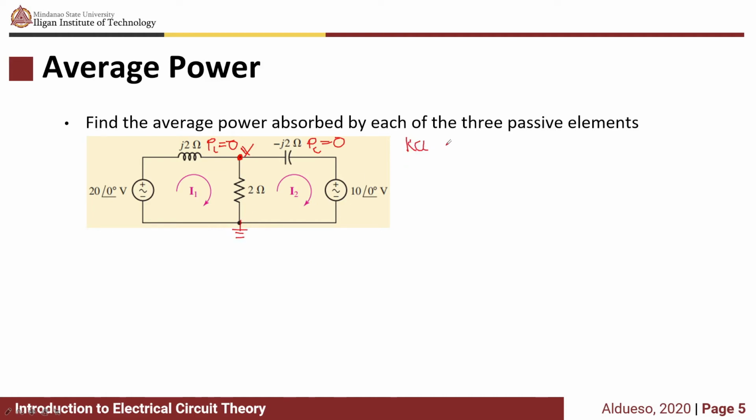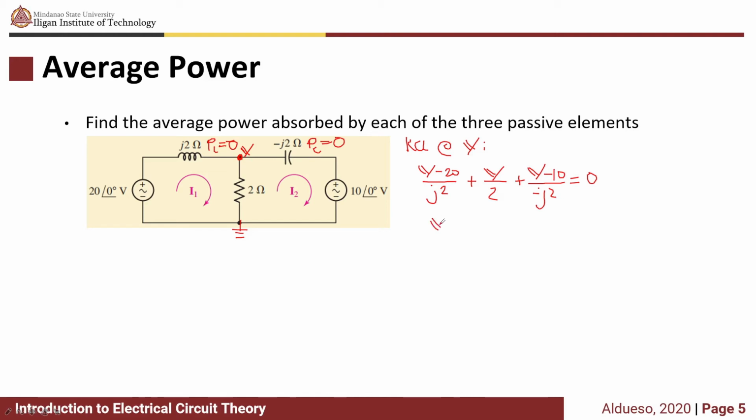So KCL at V, we have (V − 20)/(j2), which is this branch, plus V/2, which is this branch, plus (V − 10)/(−j2) equal to 0, which is this branch.